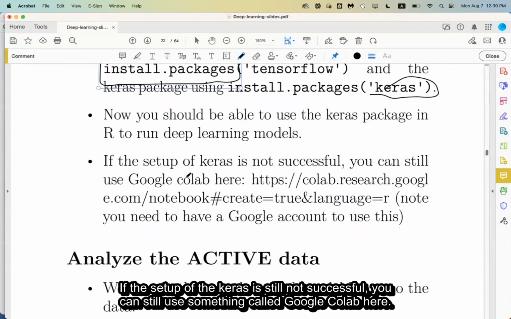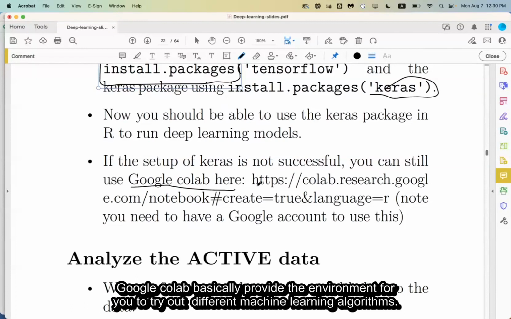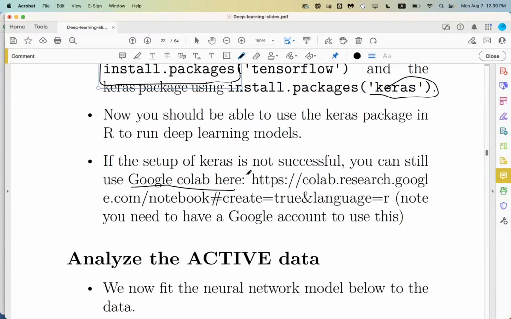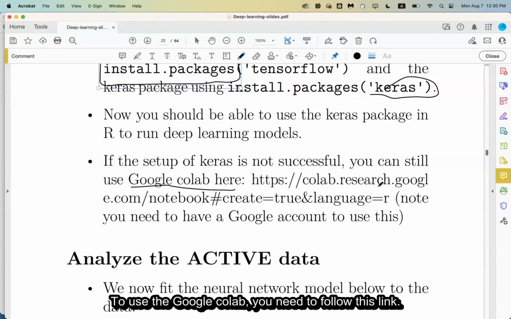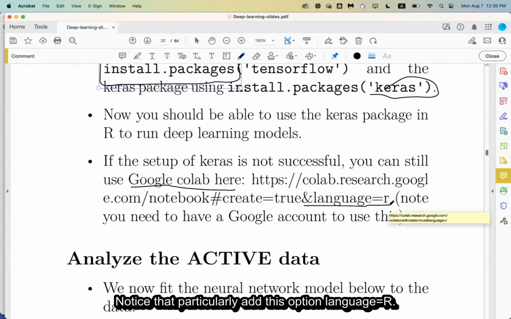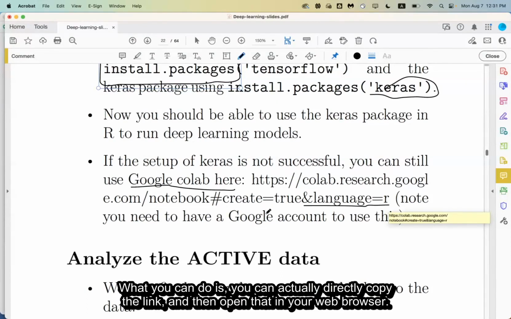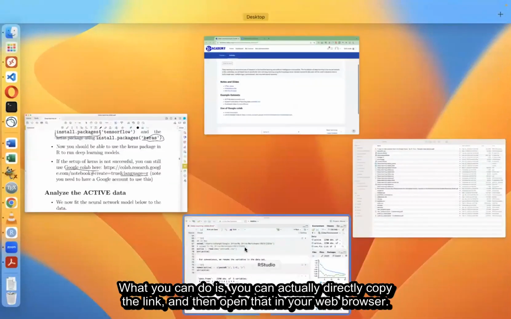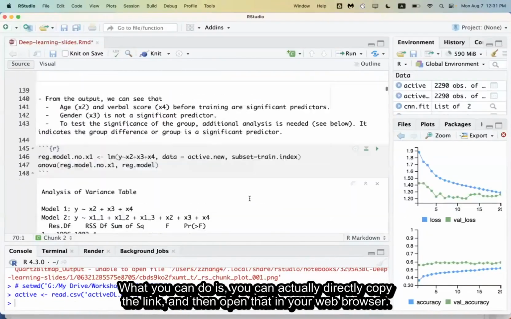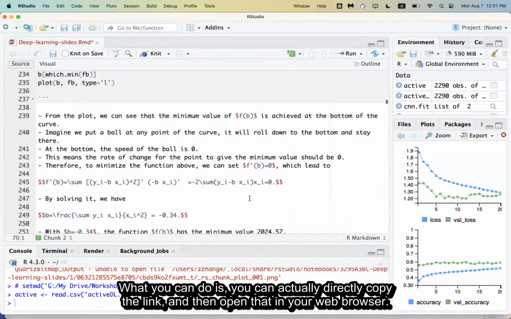If the setup of keras is still not successful, you can still use something called Google Colab here. Google Colab basically provides the environment for you to try out different machine learning algorithms. To use Google Colab, you need to follow this link. Notice that particularly you add the option language equal to R. You can directly copy the link and then open that in your web browser.